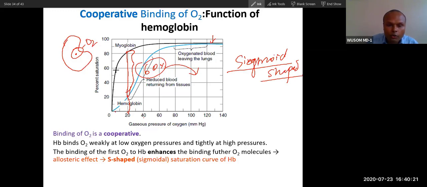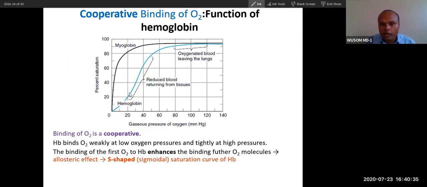Oxygen is released only when somebody does exercise. And during exercise, what happens? The partial pressure of oxygen falls very low, and at that time myoglobin will release oxygen. So myoglobin is a storage molecule, and hemoglobin is a transporter. Now, why does this phenomenon happen? The sigmoid shaped curve is because of a phenomenon called cooperative binding.